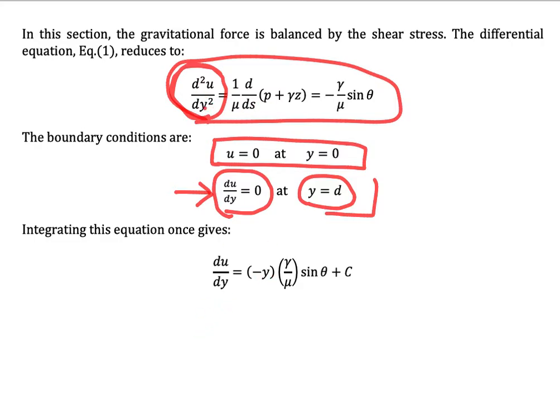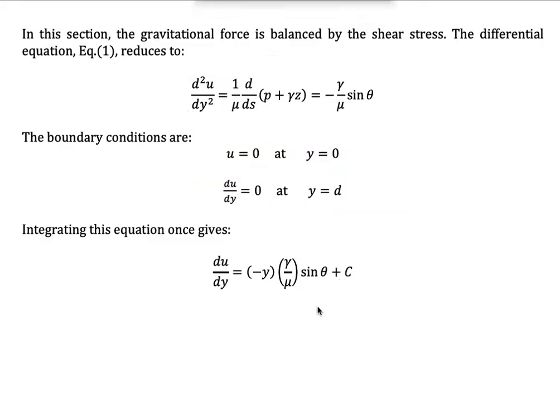So we integrate, we bring the dy to the right hand side, so we get one term in y, so we have negative y here. Negative y gamma over mu sine theta plus c. So this is the constant. I hope you could understand here, because we already discussed how to do the integration for this term.